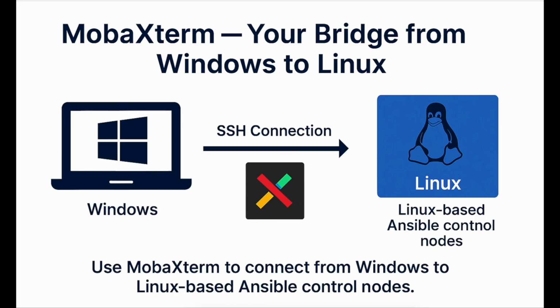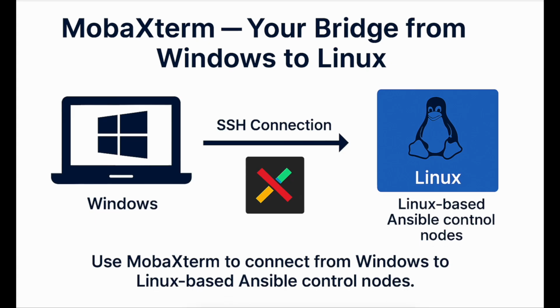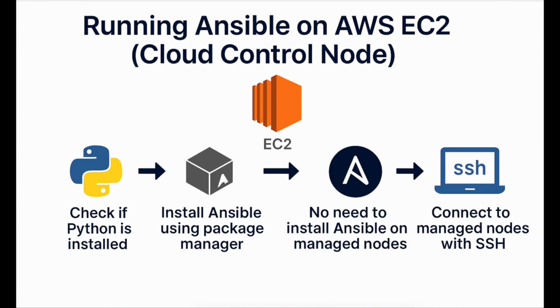Now let's take a look at how Ansible works when it's running from the cloud. For example, on an AWS EC2 instance. In most production or real world environments, we don't usually run Ansible from our personal laptop. Instead, we set up a dedicated control node that's simply a Linux based machine, often an EC2 instance in AWS.